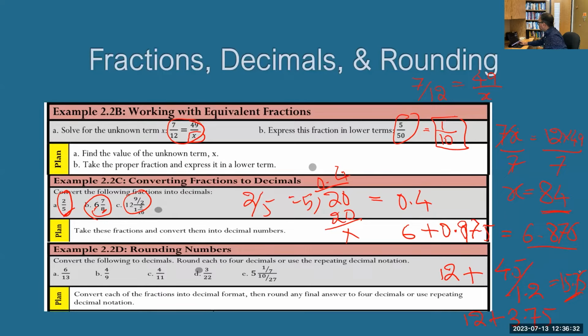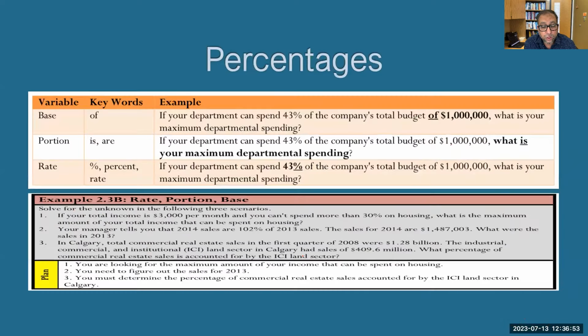Let's check that. 4.5 divided by 1.2. Yeah, 3.75. So that's it. So you try by yourself these numbers, and I hope you will get the answers for these.